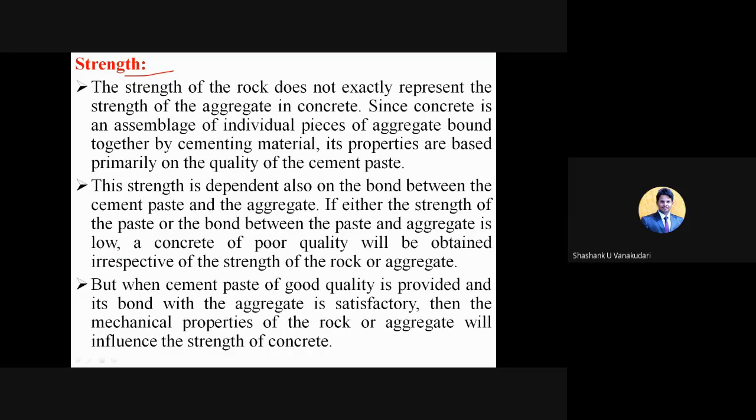So that is going to show the big difference between good quality cement and bad quality cement. But when a good quality cement paste is provided, and its bond with the aggregate is satisfactory, then the mechanical property of the rock or coarse aggregate influences the strength of the concrete. So the strength depends upon the bonding strength of the cement paste. Cement of good quality has better bonding properties in its structure, and that is going to give more strength to the concrete.